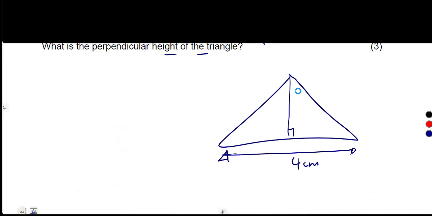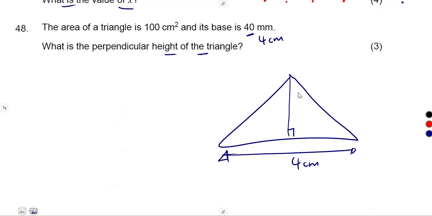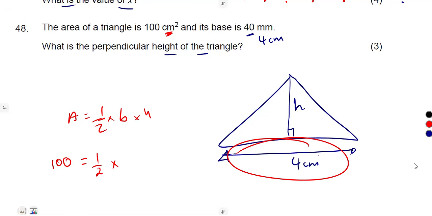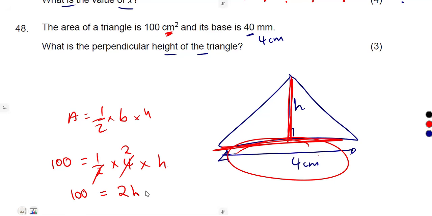We do understand that the area is half base times perpendicular height. So area is half base times perpendicular height for a triangle, in square centimeters. So 100 is equal to half of the base, the whole of this line, times the height, the one that meets at 90 degrees, which is the one that we need. Half of 4, that's 2. So 100 is equal to 2 times h, which is 2h.